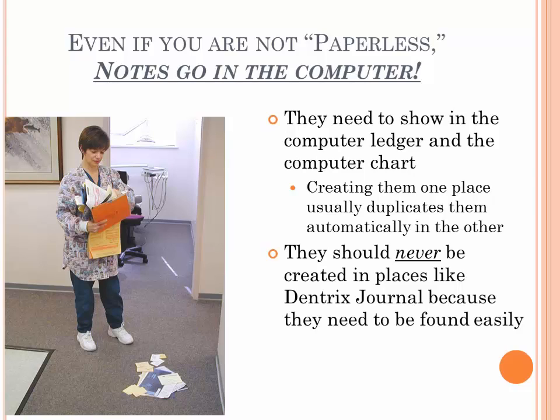Even if everything else is in the paper chart, God forbid, we want to put our notes in the computer. And we want to put them in the ledger in the computer so they show up. Don't use something like Dentrix's office journal. In my opinion, that's a pretty worthless feature in Dentrix. I want to see those notes easily. And the best place to put them is in the ledger, and usually that information is automatically posted for you over in the computer chart. So we're going to put our notes in the computer ledger or the computer charts, and they're going to be duplicated in the other place.